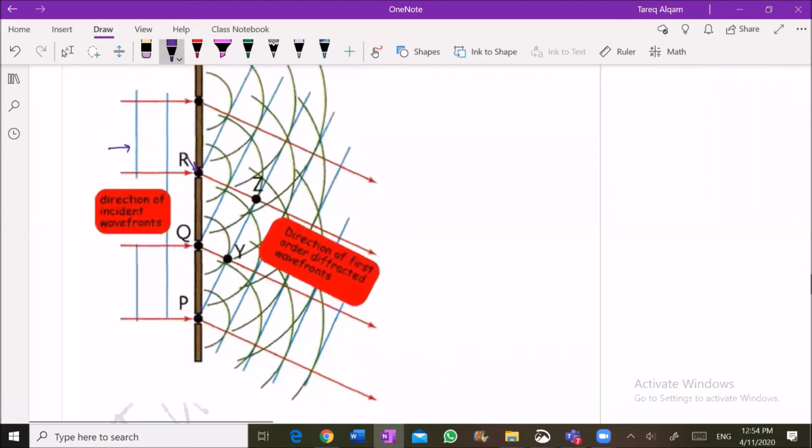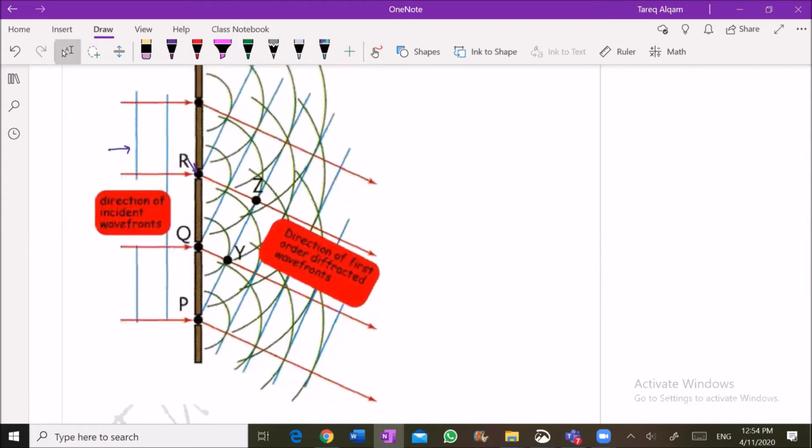It's very similar to the interference of light. It's a result of interference of light.